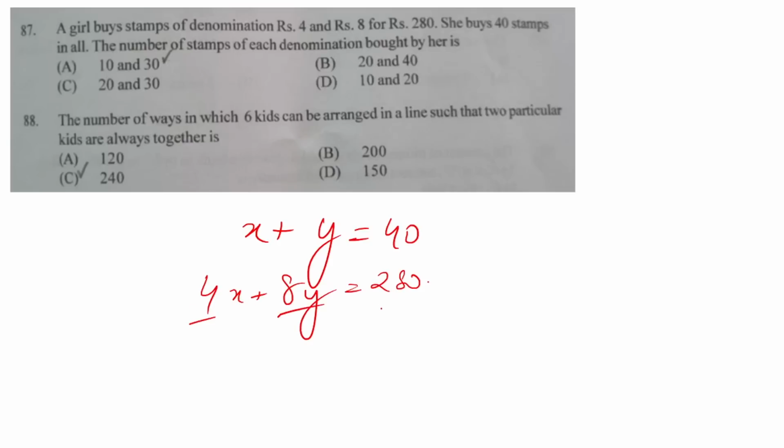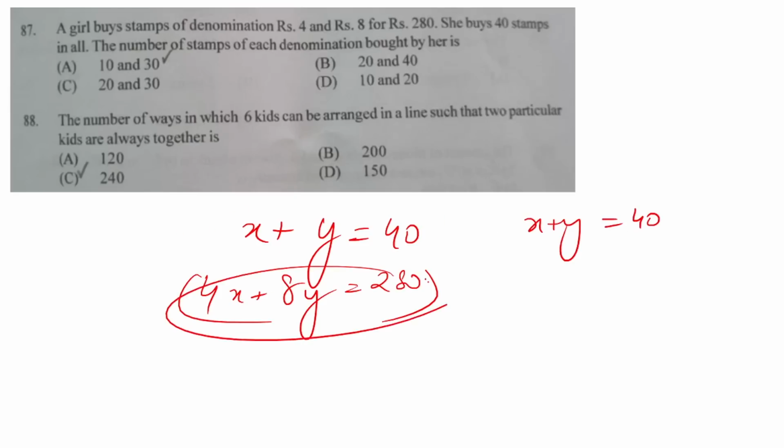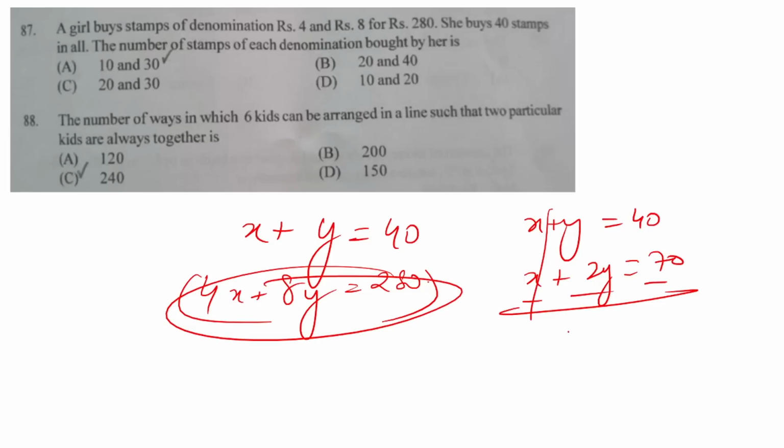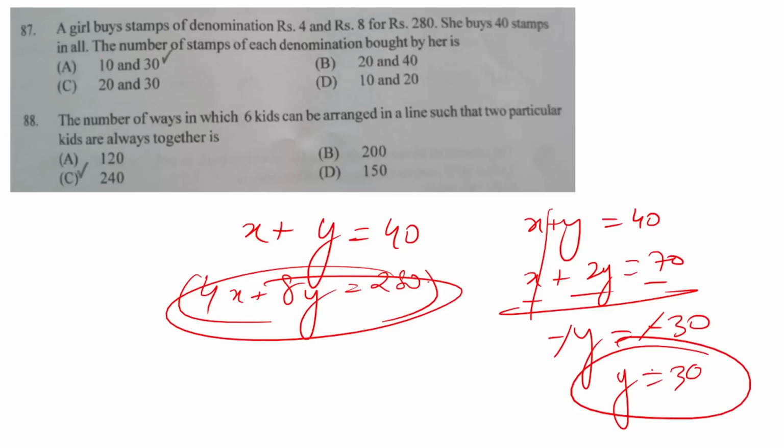Dividing the second equation by 4 gives x plus 2y equals 70. Subtracting the first equation x plus y equals 40, x cancels and y equals 30. So option A, y equals 30.